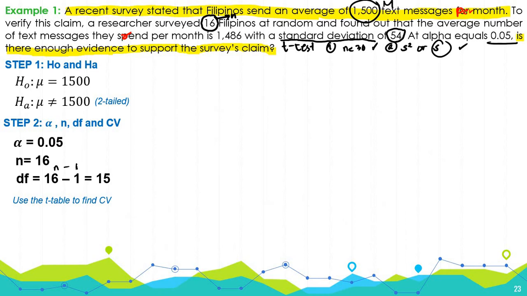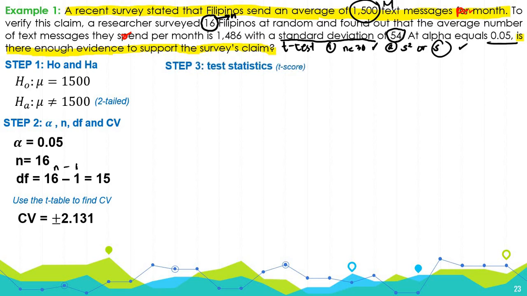So going back, if we are looking for the critical value of two-tailed, remember that I mentioned last time that we should get both the positive and negative sign of the critical value. It's because we are pertaining to both ends or both tails of the normal curve. Hence, the critical value is 2.131.